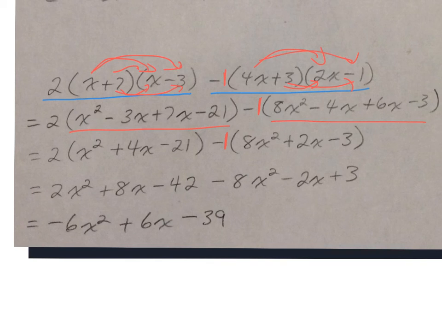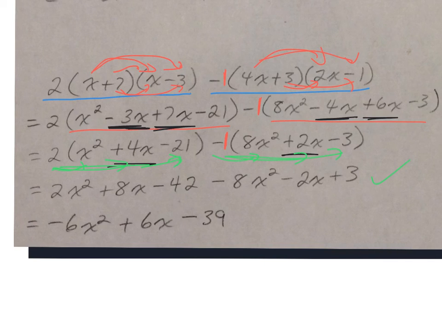And then you're going to collect the like terms inside the brackets. So you can see that the 3x, the -3x, and the +7 give me the +4. The -4 and the +6 give me the +2. And now the things inside my brackets are as simple as possible. So now I'm going to use the distributive law with the numbers in front of each bracket. So 2 times each of those, and then -1 times each of those. And we would get this line.